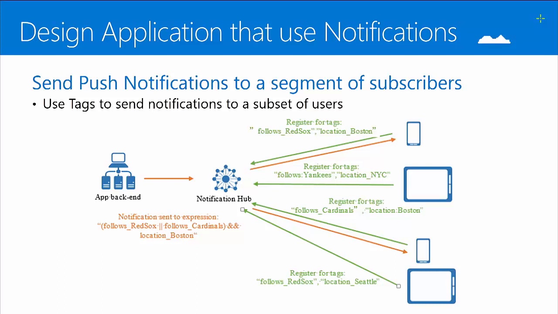And then one phone device might have follow Red Sox and live in Boston. They'll get the notification. Another one might have follow Yankees, live in New York City, and they won't get the notification. Another device might follow Cardinals and live in Boston. Yeah, they're going to get the notification. Whereas another one might follow Red Sox, but they live in Seattle. Nah, they can't get the notification. So this allows you to target a specific set of users based upon tags.